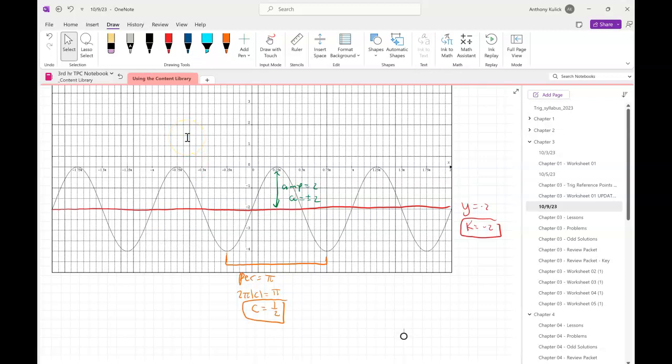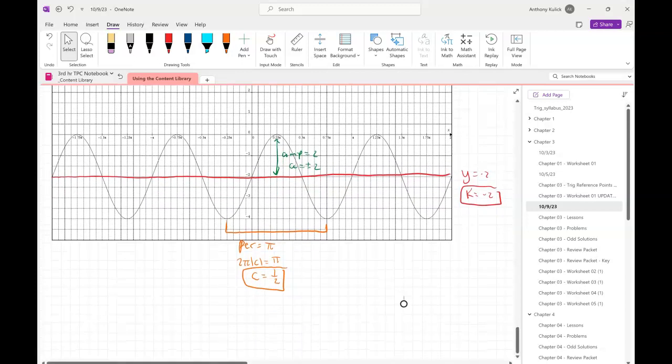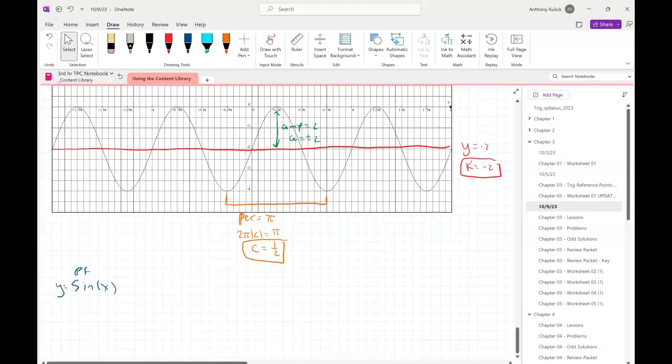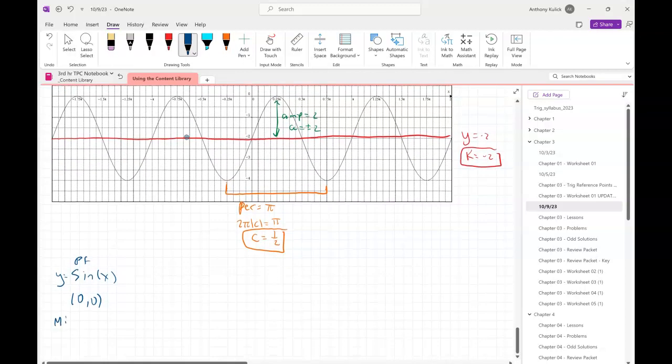All right. So here comes the tricky part. Let's assume that our parent function is sine x. If we do that, 0, 0 is the reference point that we use. Whenever you're doing sine x, that's the reference point you're going to use. We'll get there in a second.